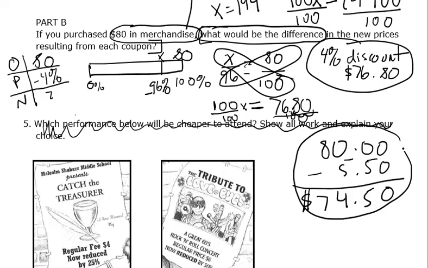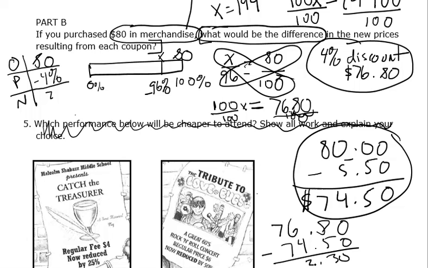Okay. And so on the exit ticket, there was a question somewhat similar to this. And a lot of you guys said, so this would be better. That's not what the question is asking me. The question is asking me, what is the difference? And so in that case, I need to go ahead and subtract. So I'm going to go 76.80 minus 74.50. My difference is $2.30.